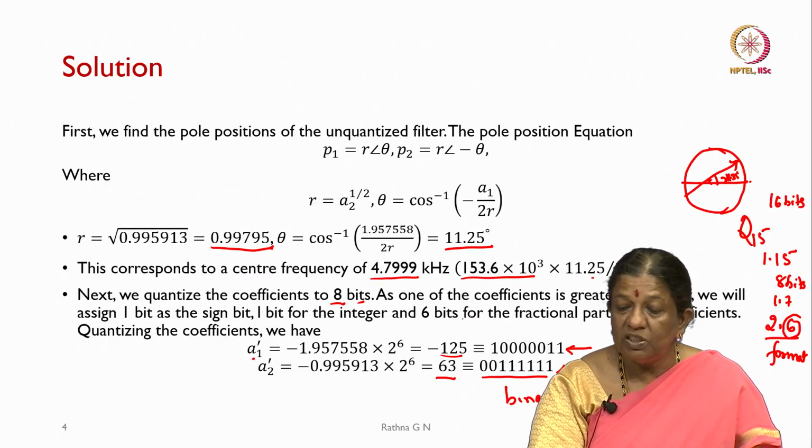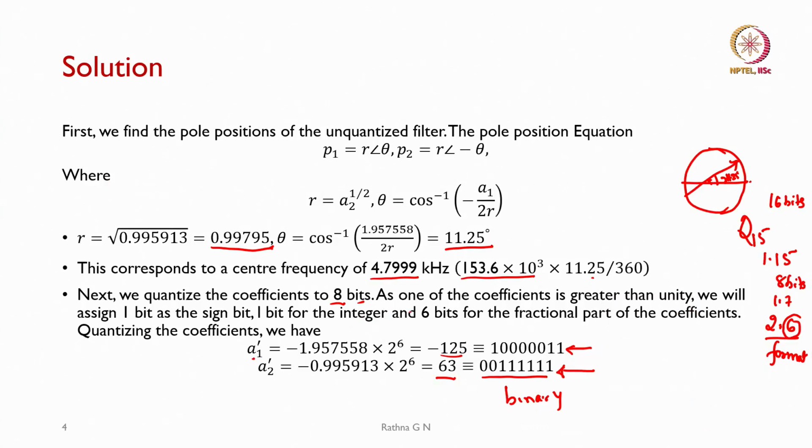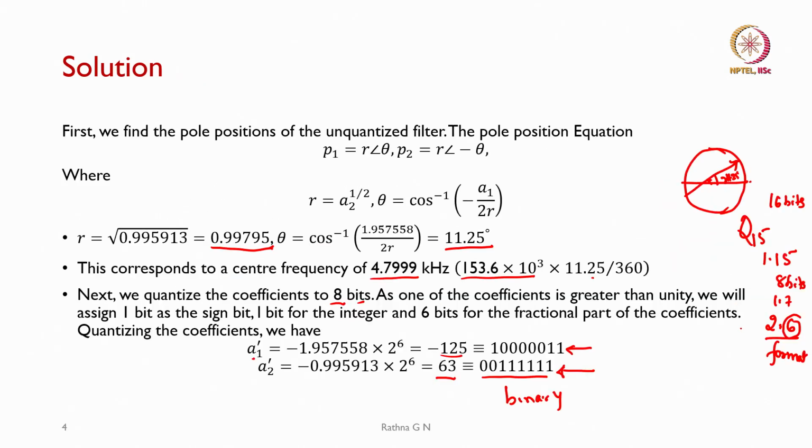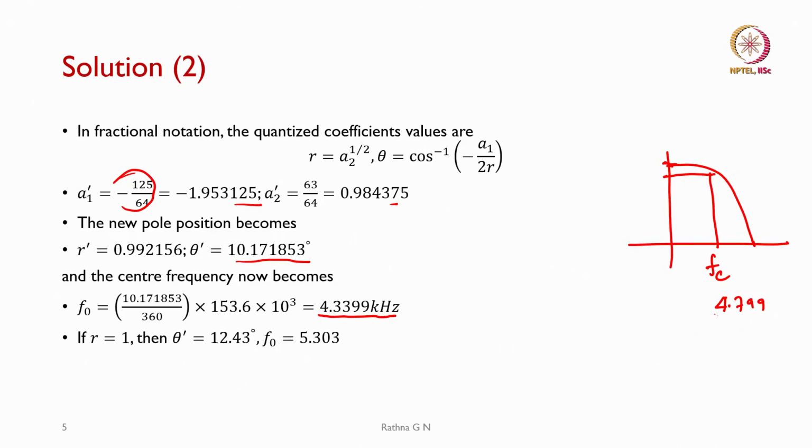So, what was our original value? It was 4.799 kilohertz. You will see that your center frequency has moved. What we call the center frequency in this case, where I am dropping down, we usually call my cutoff frequency FC. Okay. So, you will see that it has moved from 4.799 to 4.3399.